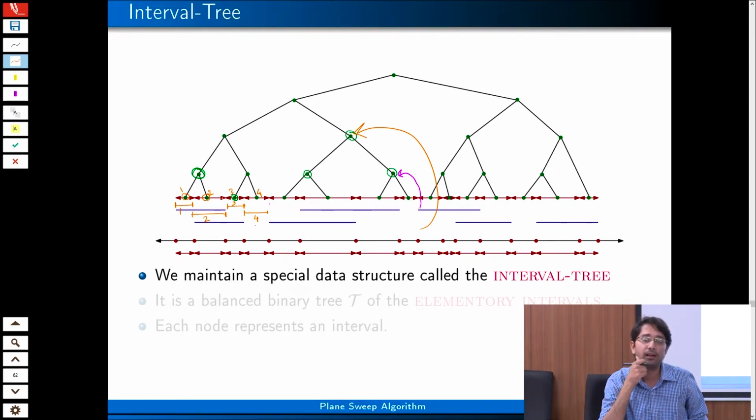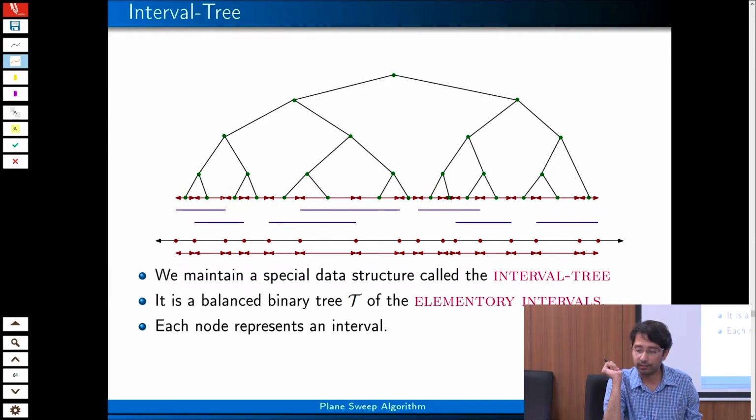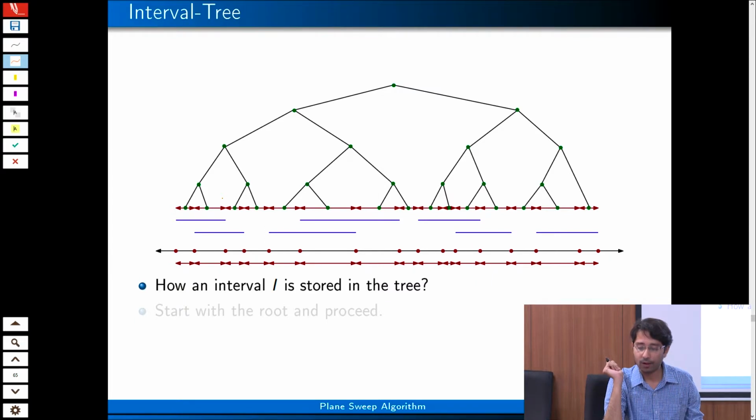Now, I have constructed the tree. Now go back to our blue intervals. The elementary intervals that we have considered are not actually the blue intervals. They are sub-intervals of these blue intervals. How can I store these blue intervals in this data structure, in this tree? We will do something like this. We will start with a root node.